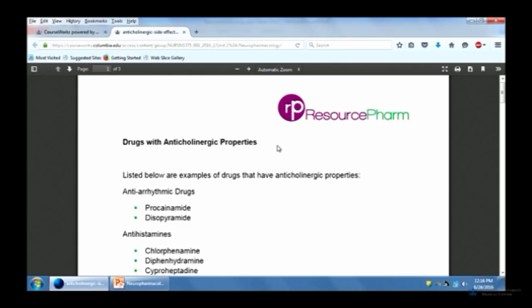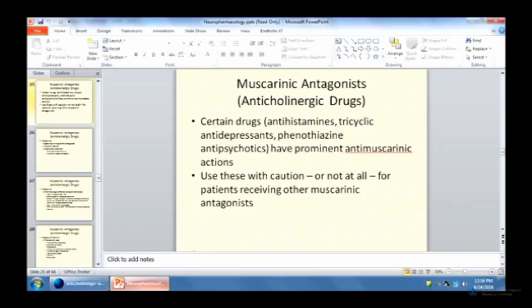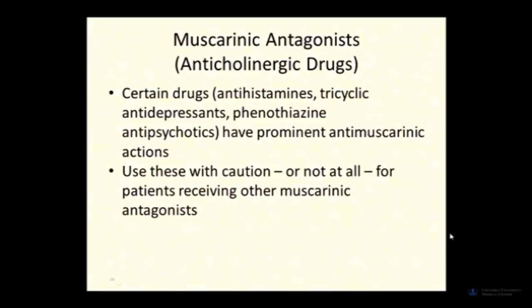And the reason for that really goes back to the different subtypes of muscarinic receptor, and especially as it relates to muscarinic receptors that are found in the brain. So some general side effects that anticholinergic drugs can have include poor coordination, dementia, confusion, and memory problems.